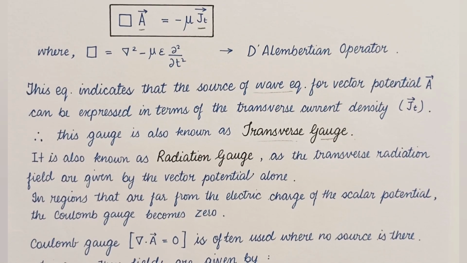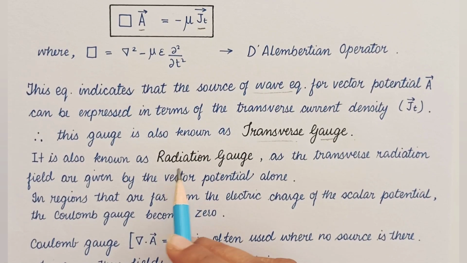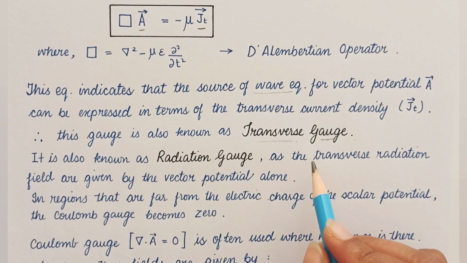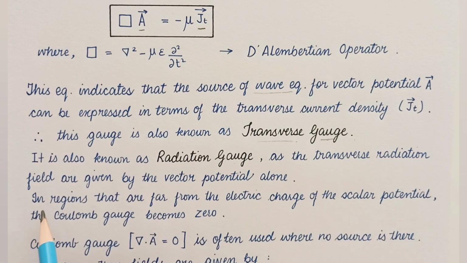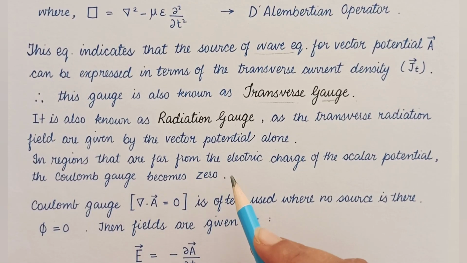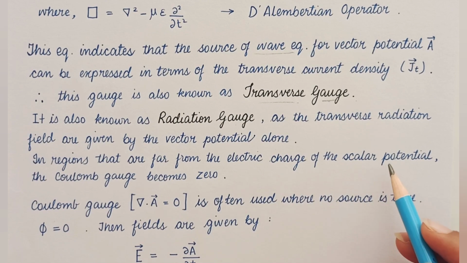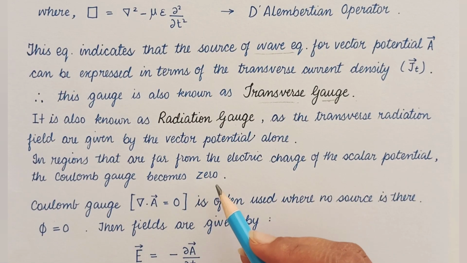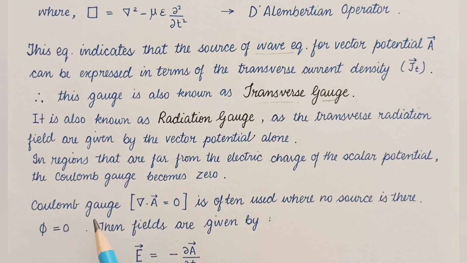One more name is given to this gauge, and that is radiation gauge. Why? As the transverse radiation fields are given by the vector potential alone. Only vector potential is used. There is no scalar potential. In regions that are far from the electric charge, the scalar potential in the Coulomb gauge becomes zero. So, the Coulomb gauge, that is del dot A is equal to 0, is often used when no source is present. Hence, phi is equal to 0.